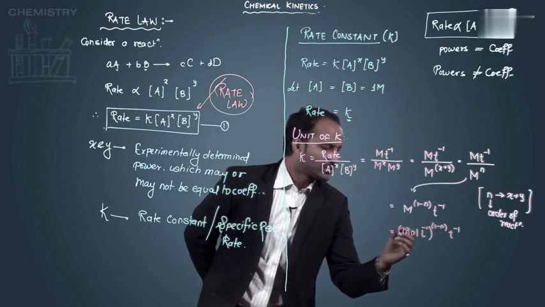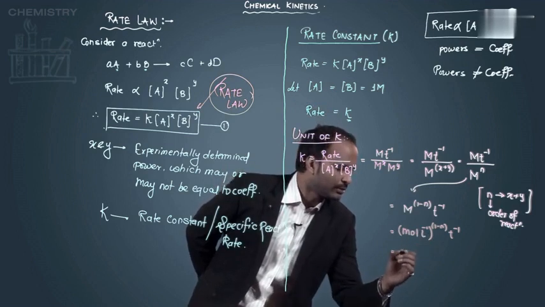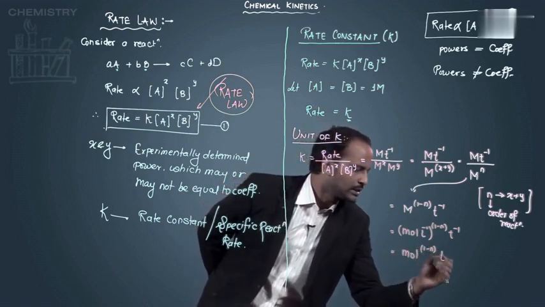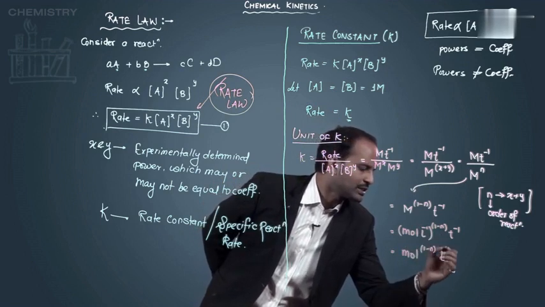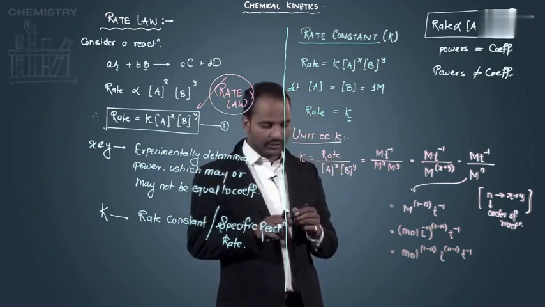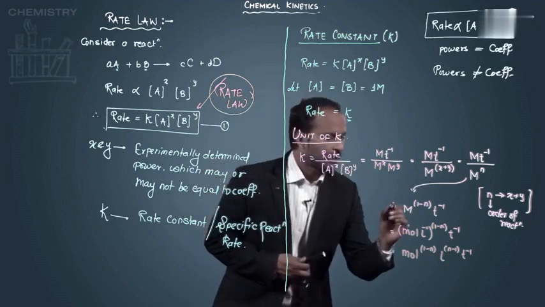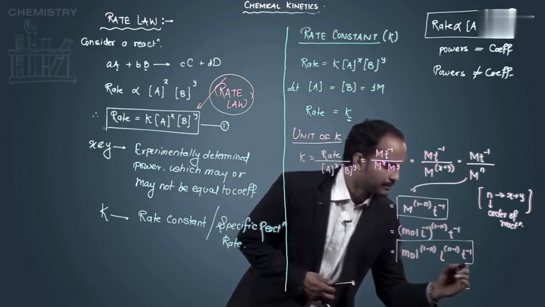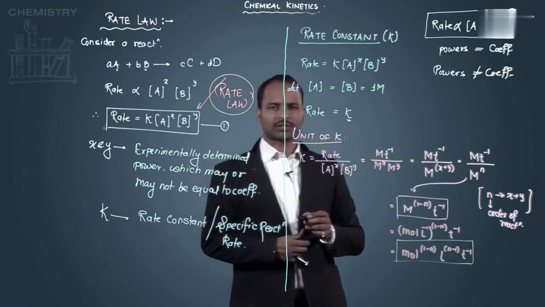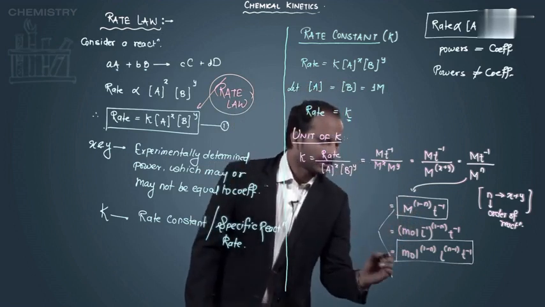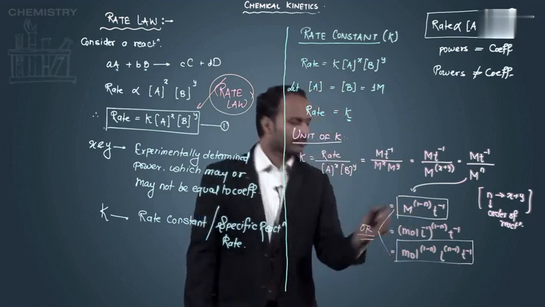So we have these two units. If I open the bracket, it is mole raised to 1 minus n, liter raised to minus 1, so the minus 1 will change the sign, and it will become n minus 1 per time. So we have these two units for the rate constant, either this or this. Instead of liter, I can also use dm cube.